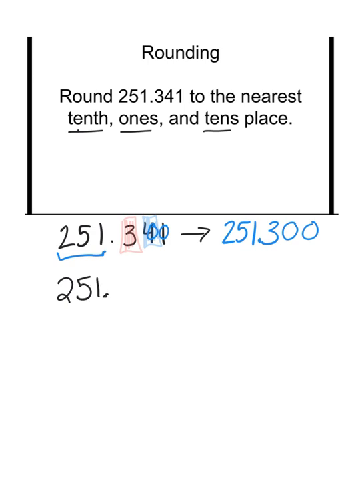Next, we're going to round 251 and 341 thousandths to the nearest ones place, or to the nearest whole number. We have a 1 in our ones place, and its next door neighbor is a 3. 4 or less, let it rest. So this number will round to 251.